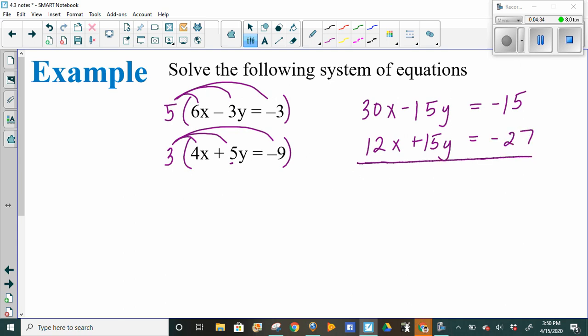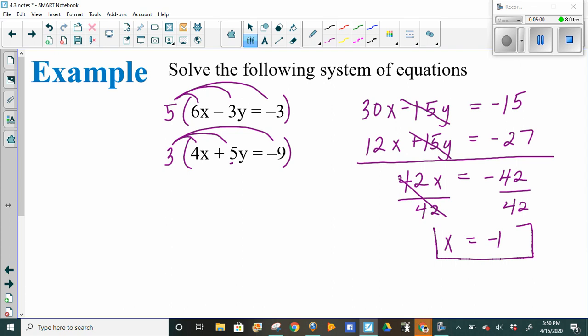So now I can add these two new equations that I created because I have a negative 15 and a positive 15. So now just add 30 and 12 is 42x, and -15 and -27 is -42. And then we're going to divide both sides by 42. Cancel, and that's -1.